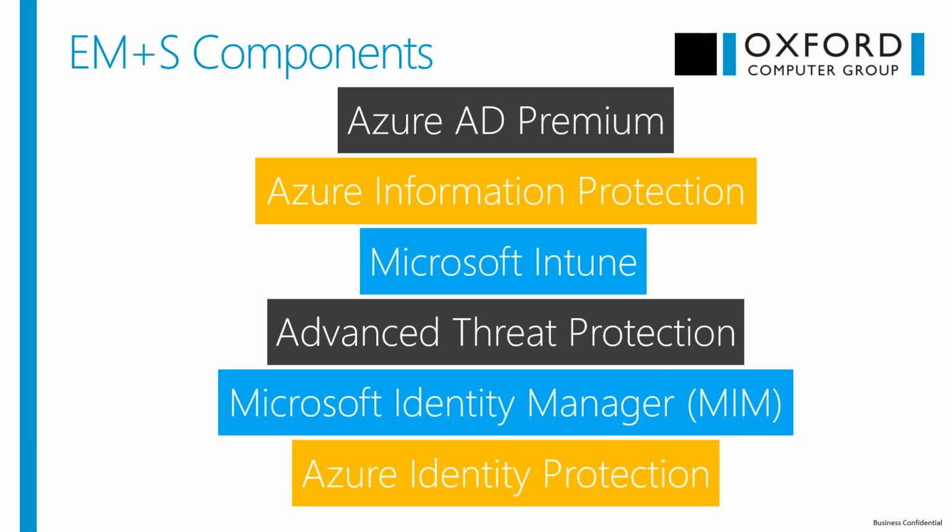The EM+S components that we'll be referencing today, and we may not reference them since this is more focused on Office 365 and those groups, include Azure AD Premium, Azure Information Protection, Microsoft Intune, Advanced Threat Protection, Microsoft Identity Manager, and Azure Identity Protection. There are more products within EM+S, but those are some of the highlights.